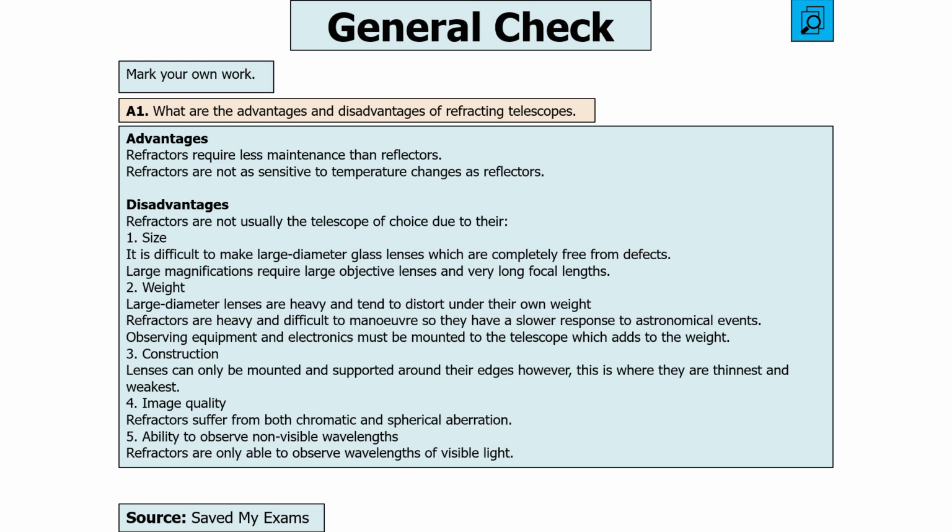In terms of construction, the lenses can only be mounted and supported around their edges, as we mentioned before, but that's actually where they're the thinnest and the weakest, so that is also an issue. The image quality will suffer because refractors will have issues with both chromatic aberration and spherical aberration, and again the ability to observe non-visible wavelengths is difficult because refractors will only be able to observe wavelengths of visible light.